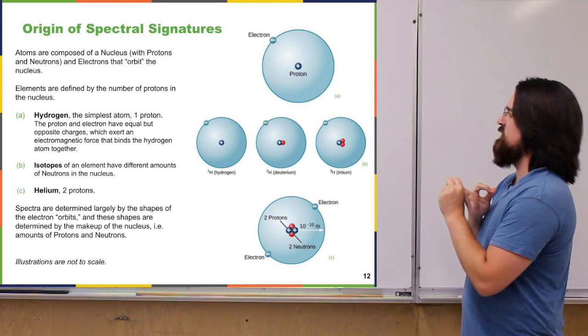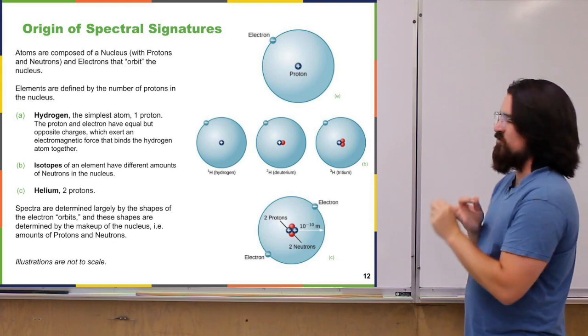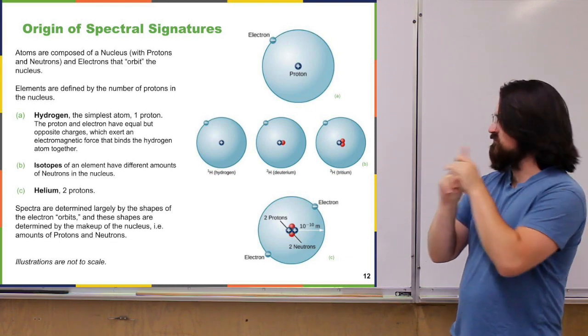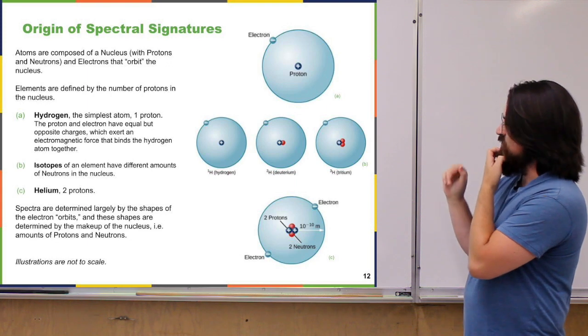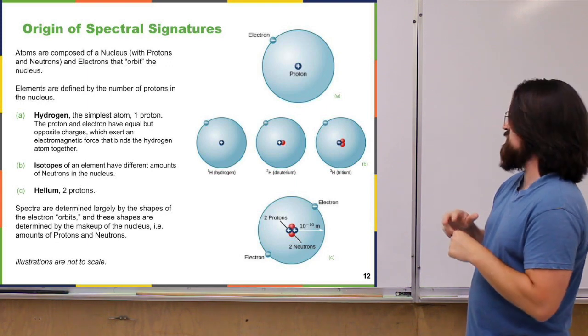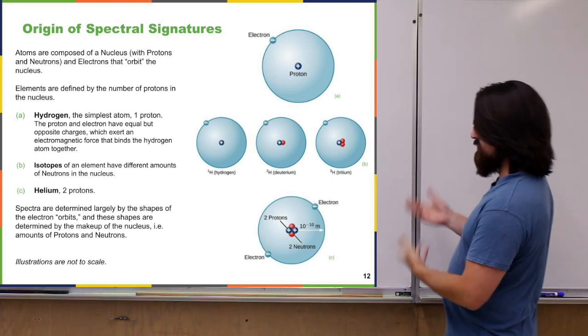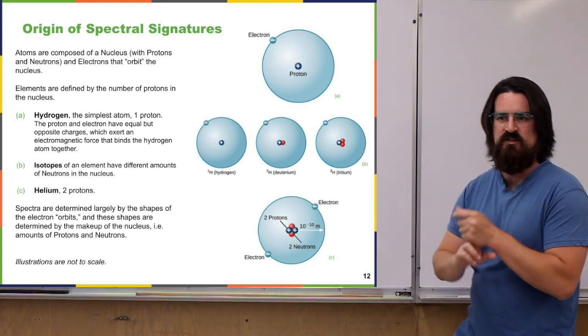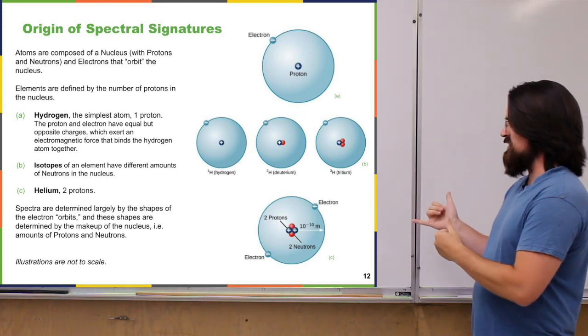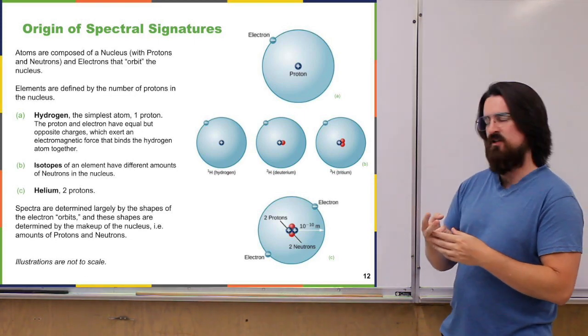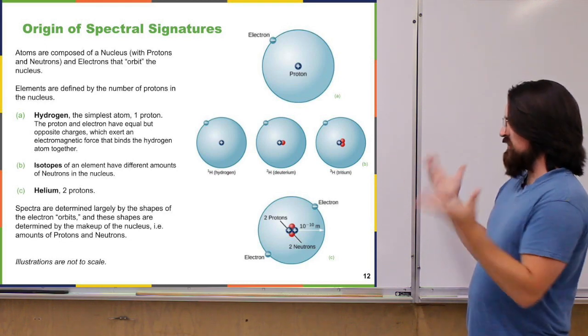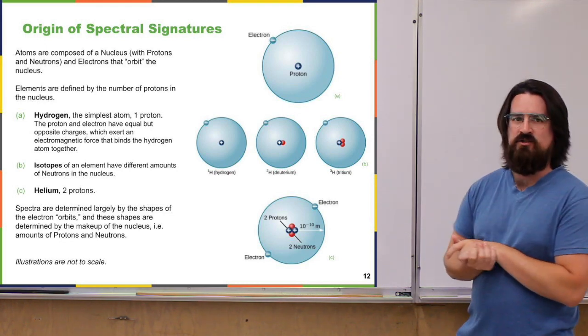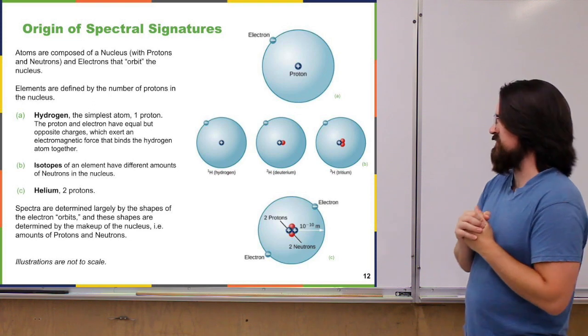It gets a special name, deuterium. Hydrogen 3, 1 proton, right? Still 1 proton is hydrogen, and 2 neutrons. It also gets a special name, tritium. And then the standard helium. Again, 2 protons makes it helium. The most common isotope of helium has 2 neutrons: 2 protons, 2 neutrons. And then you generally have 2 electrons to balance out the 2 protons.